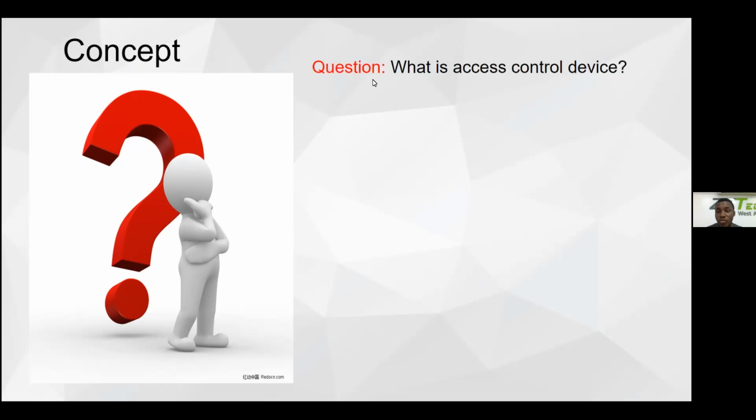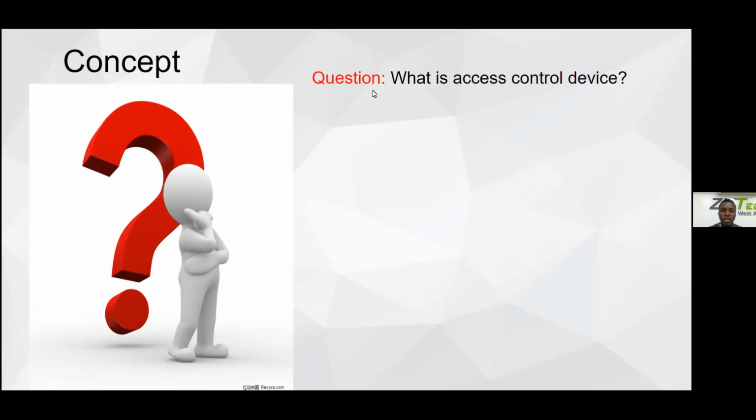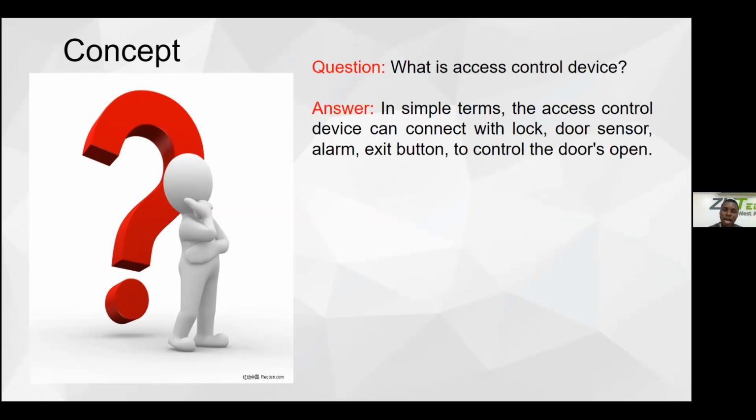So what is an access control device? If this question comes to your mind, this is the answer. In simple terms, the access control device can connect with a lock, door sensors, alarm, and exit button to control the door opening. In layman's terms, access control gives access to entering and exit via the use of a door. Whoever is coming into your estate, your room, or your office, you can control their entry and exit using access control devices. This is just a simple definition of access control.